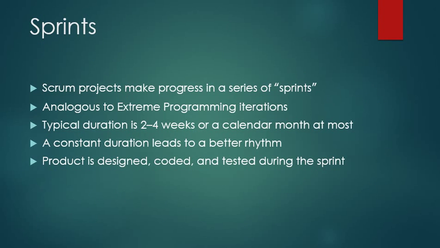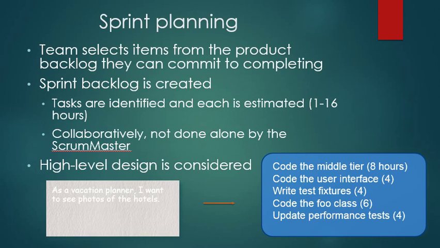What is a sprint? Scrum products make progress in a series of sprints. Analogous to extreme programming iterations. Typically the duration is 2 up to 4 weeks, or a calendar month at most. Constant duration leads to a better rhythm. The product is designed, coded and tested during the sprint.